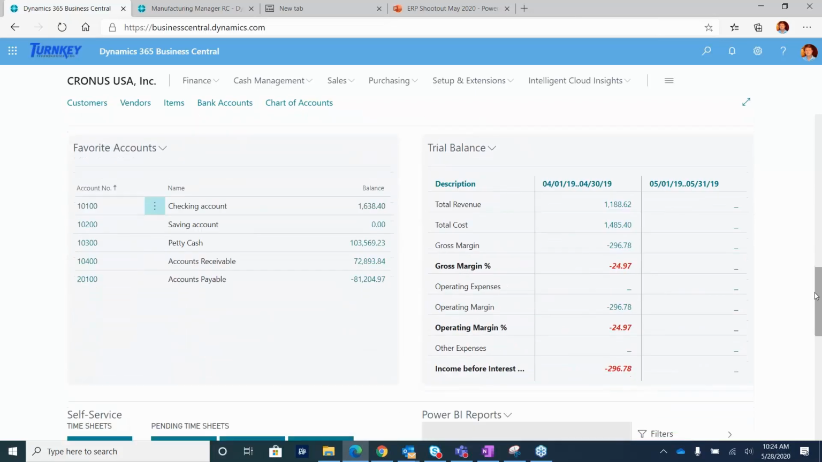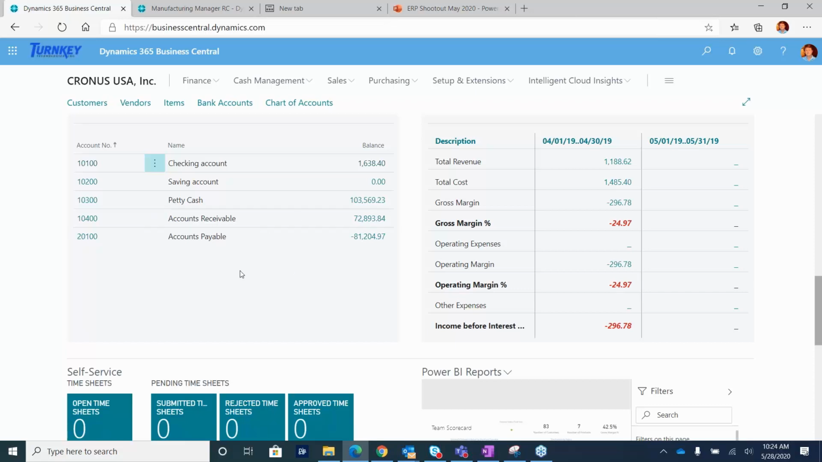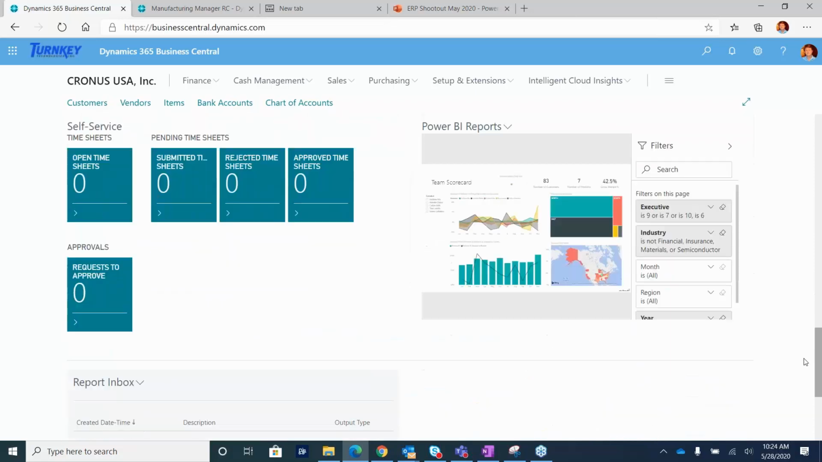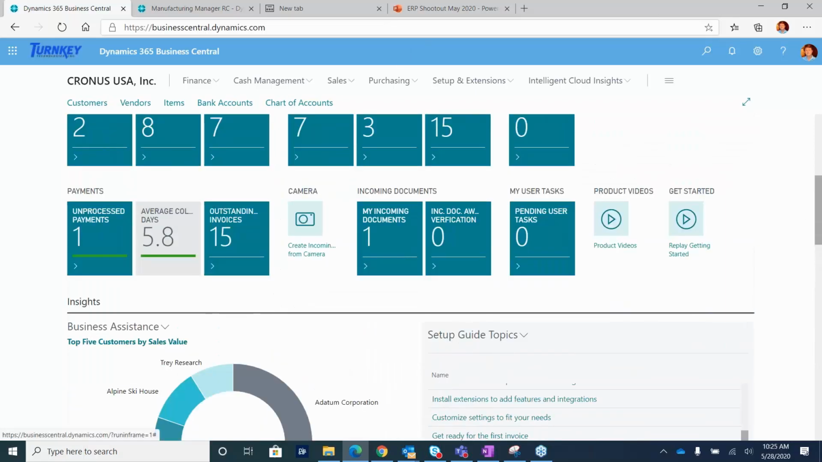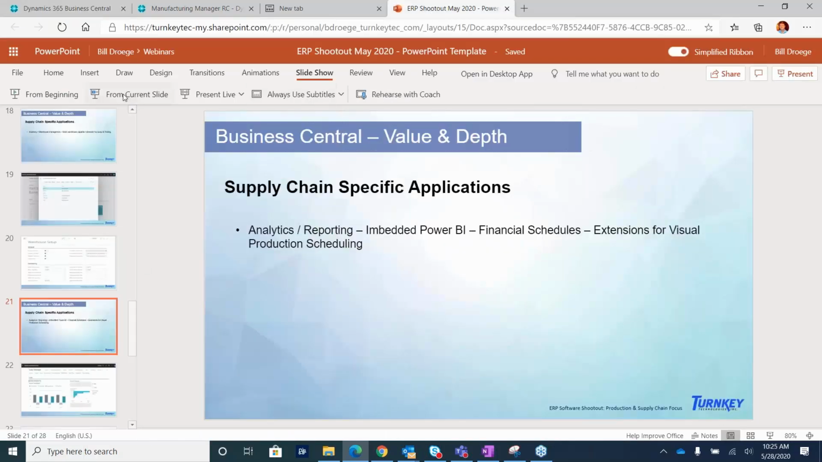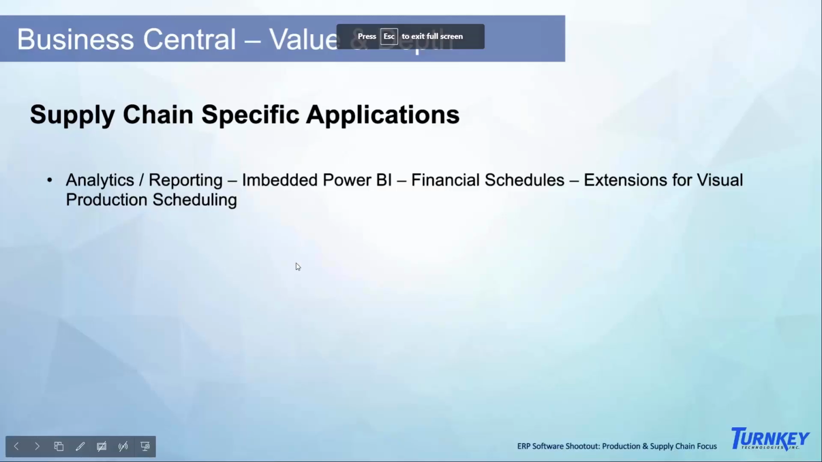And these are your metrics. You'll be able to impact your own metrics. I'm tracking my cash over here, accounts receivable. Again, I've got some higher level Power BI reporting there. So from the analytics, you've got the embedded Power BI and the financial schedules I talked about.